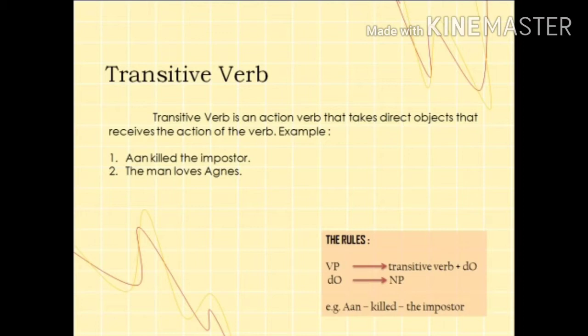In this sentence consists of subject, predicate, and the direct object, which the subject is Aan, verb is killed, and the impostor is direct object. And the second one, the man loves Agnes. Same as the first sentence, this sentence consists of subject, predicate, and the direct object, which the subject is the man, verb is loves, and Agnes is the direct object.